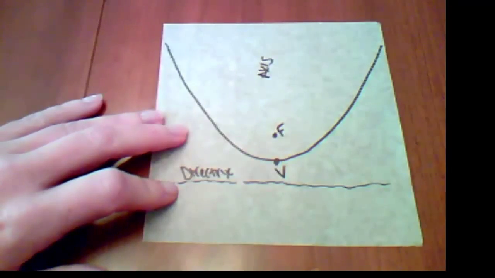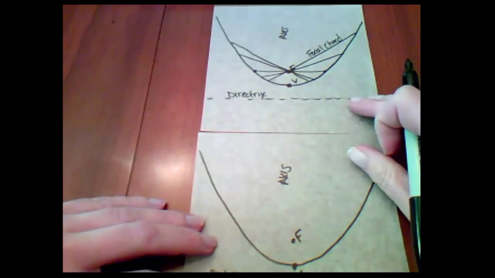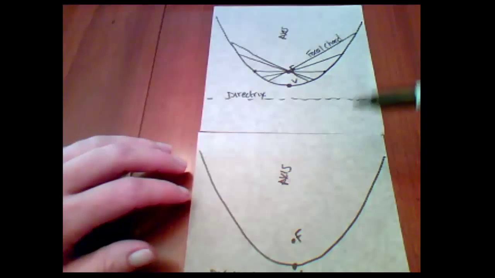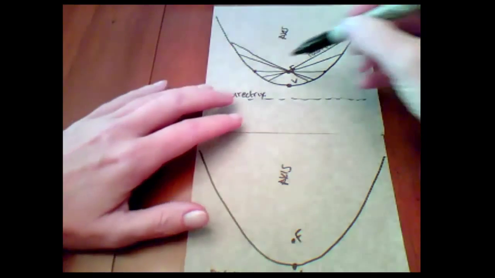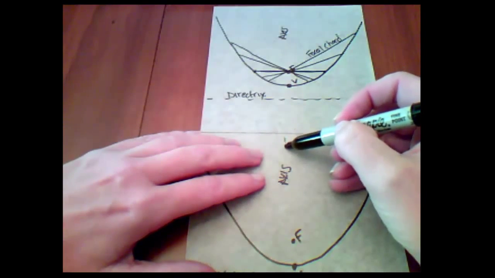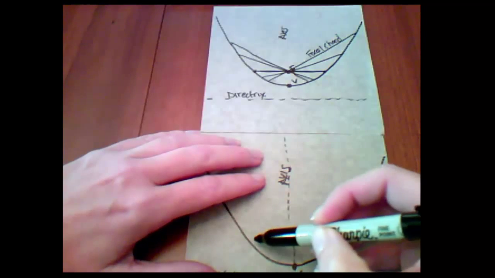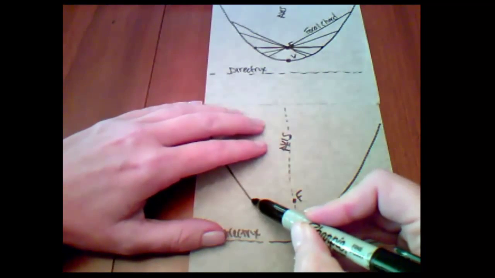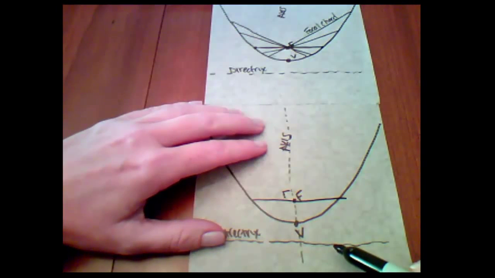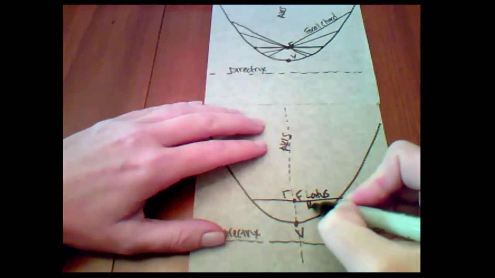And so in the previous patty paper, we looked at focal chords, and a focal chord can just be any chord where the endpoints are on the parabola going through the focus. But the latus rectum is this one. If my axis of symmetry is going through the focus and the vertex, the latus rectum is the focal chord that is perpendicular to your axis of symmetry in the parabola. So this is my latus rectum.